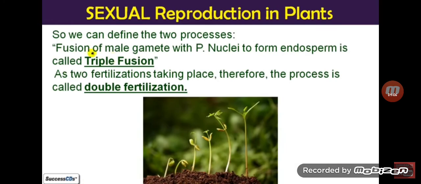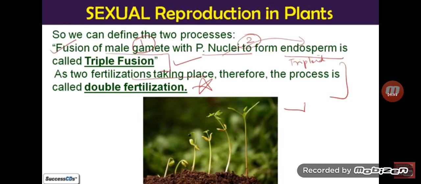Now we can define the two processes. First, we saw the fusion of a male gamete with polar nuclei to form endosperm. So here we will call this fusion triple fusion. Now, as two fertilizations take place, the process is called double fertilization. And that is all with sexual reproduction in plants.